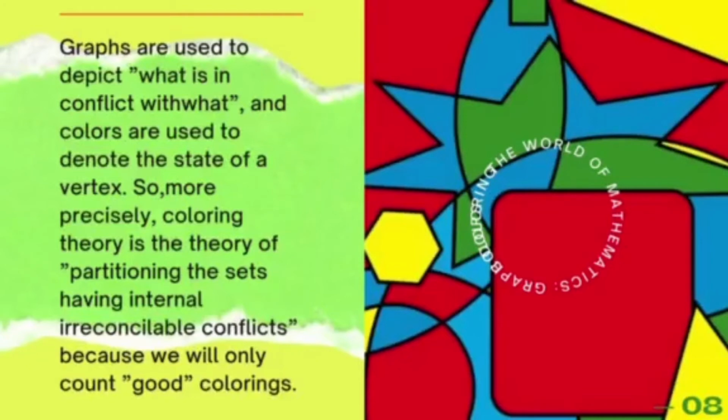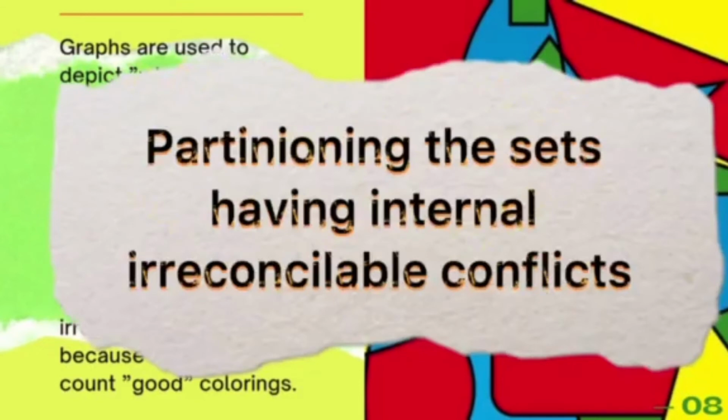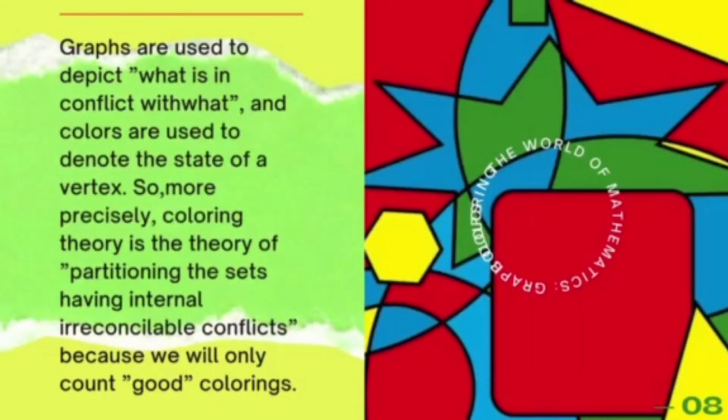Graphs are used to depict what is in conflict with what, and colors are used to denote the state of a vertex. So, more precisely, coloring theory is the theory of partitioning sets having internal irreconcilable conflicts, because we will only count good colorings.